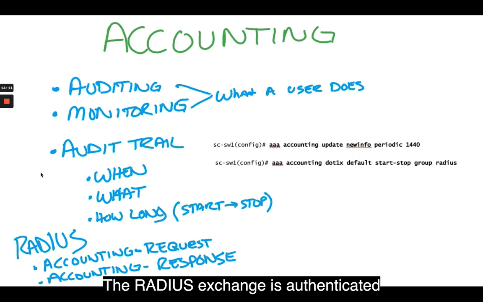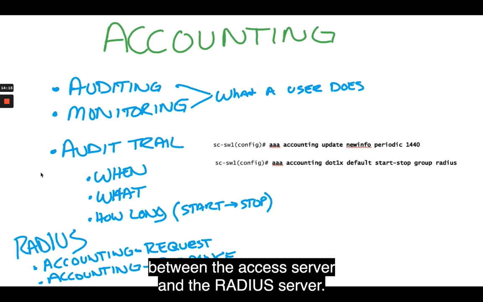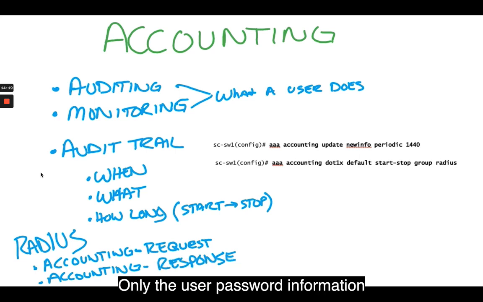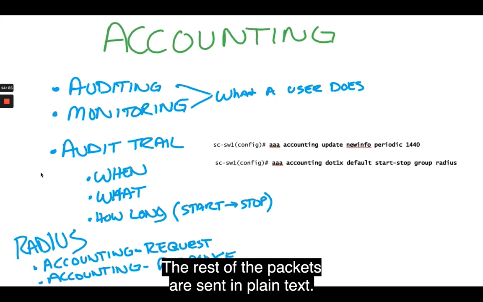The Radius exchange is authenticated by using a shared secret key between the access server and the Radius server. Only the user password information in the access request is encrypted. The rest of the packets are sent in plain text.